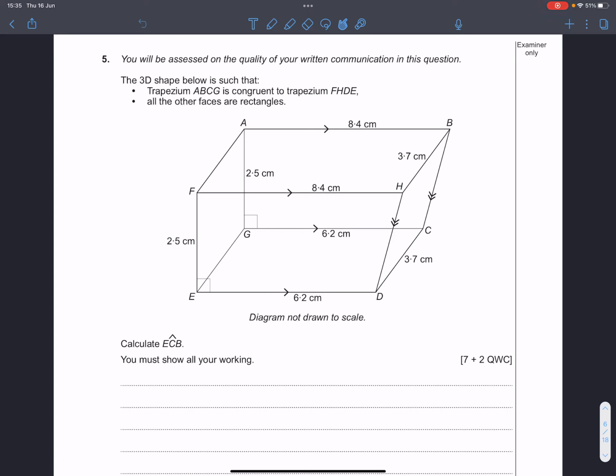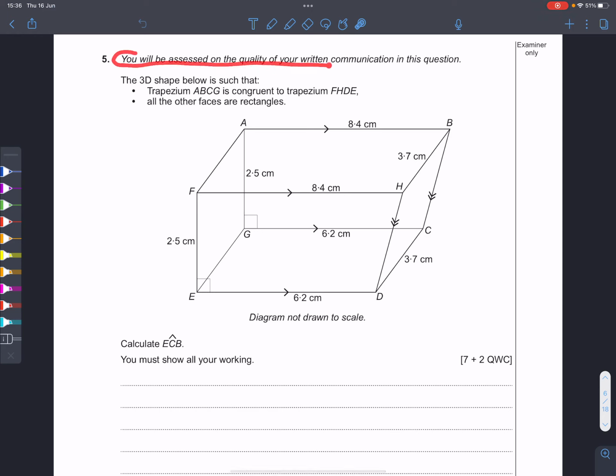Okay, this is question number 5 on the additional maths paper from WJC from 2019. So the first thing I noticed with this question is that you are going to be assessed on your written communication. So we have to make sure all our units are perfect all the way through. We have to make sure that our working is clear and concise. So let's have a look at what we got.